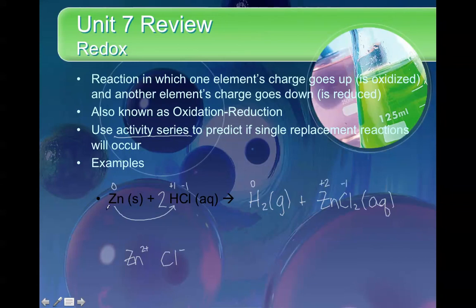So zinc went from 0 to +2, so zinc's charge went up, so it was oxidized. Hydrogen went from a +1 down to a 0, so hydrogen was reduced.